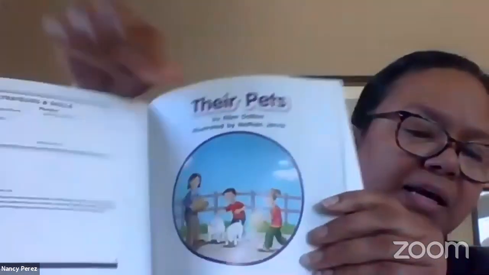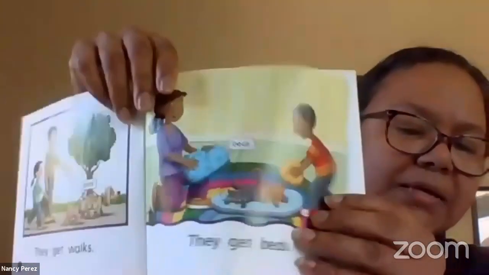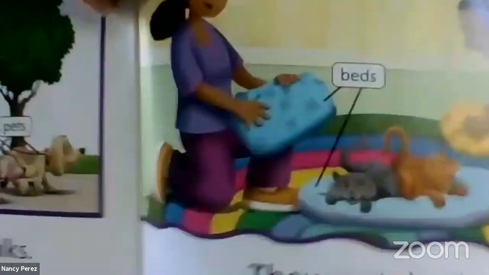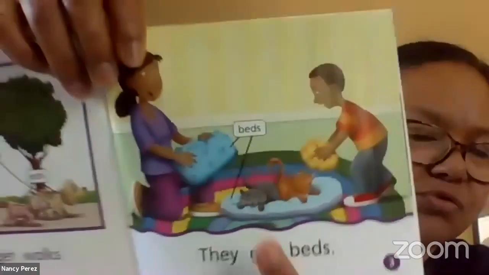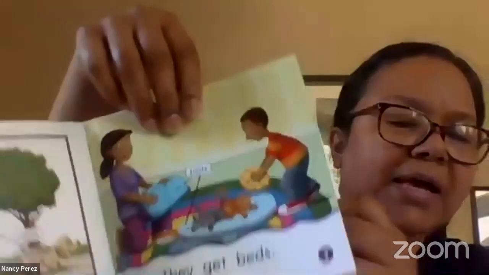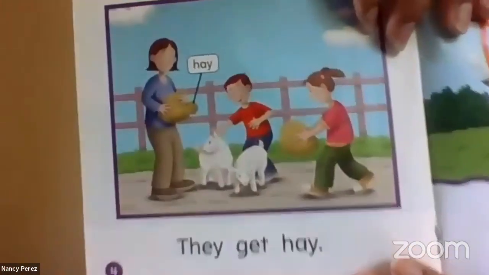Good job. So now we're going to see how we can compare the characters of this book. Mrs. Perez is going to pick the cats. You see the cats? One is gray, one is orange. And she has goats. She's going to compare the goats. And guess what? I have cats and I have goats.